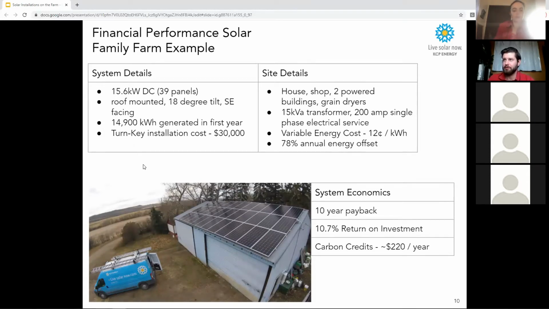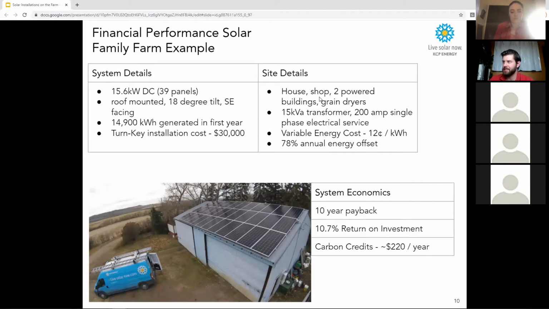So for a typical family farm, this is an example from Red Deer. This was a 15.6 kilowatt system, so there were 39 panels on there. It was roof mounted. It was a 4/12 roof pitch, which is about an 18-degree tilt angle, and it was facing southeast. So in its first year of production, it produced about 14,900 kilowatt hours. And the turnkey cost on this system was $30,000.